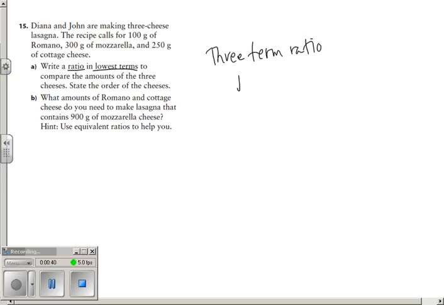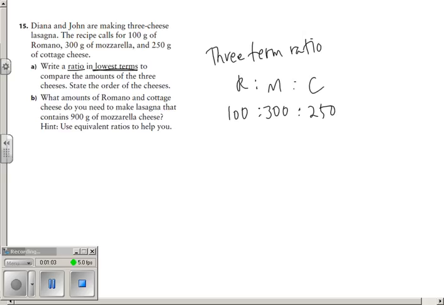We'll go Romano to mozzarella to cottage cheese. Therefore, we have 100 to 300 to 250. And that's the ratio, the 3-term ratio that compares these amounts. But it says to write it in lowest terms, so we have to reduce it.